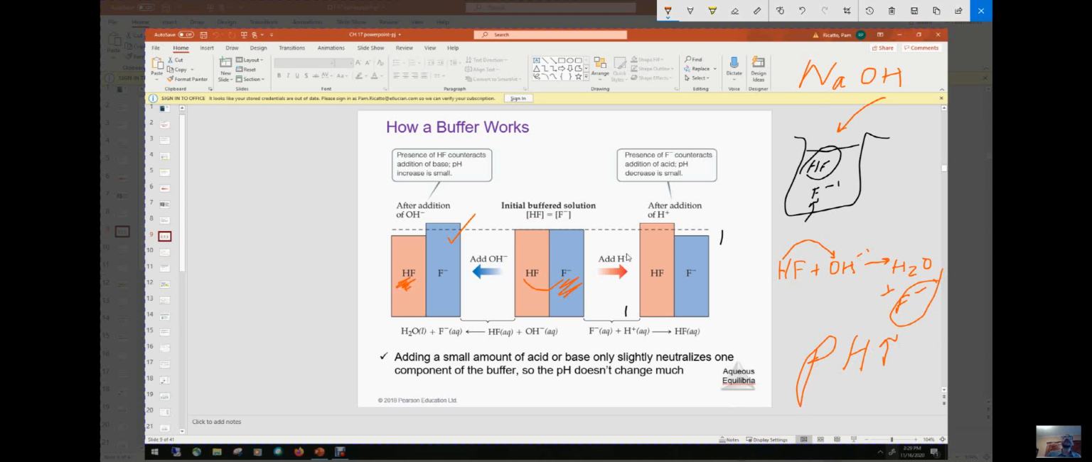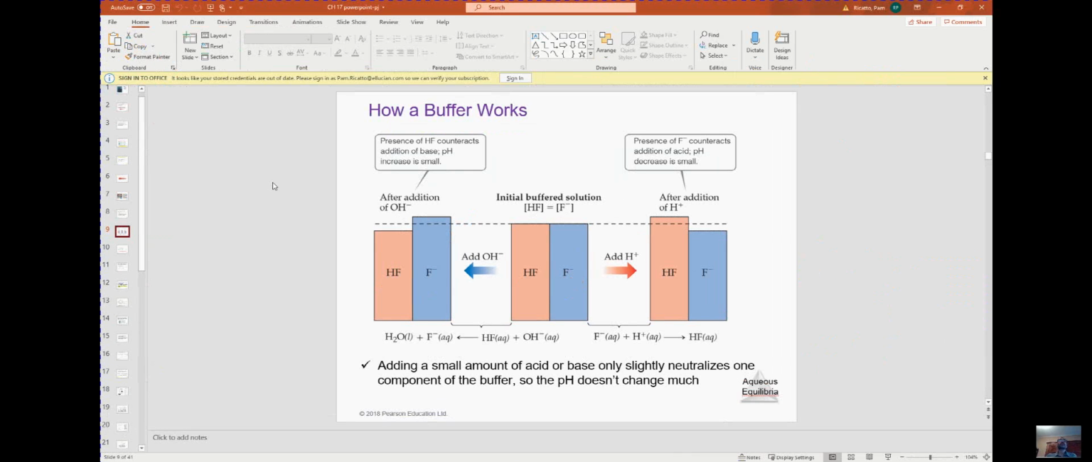Ready to absorb the extra H plus. So it's like a pair of superheroes, one for the acid and one for the base, right? HF takes on the base, F minus takes on the acid. So that's how buffers work.